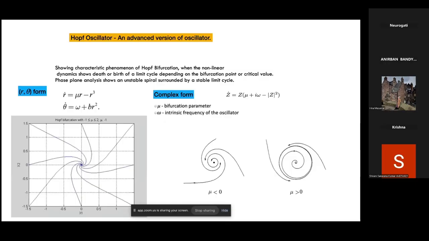Remember, mu is the bifurcation parameter here. So if you change mu, the system will vary. If mu is 1 or greater than 1, we'll get a limit cycle. If mu is less than 1, we'll get damped oscillations. That's actually shown by this spiral behavior.